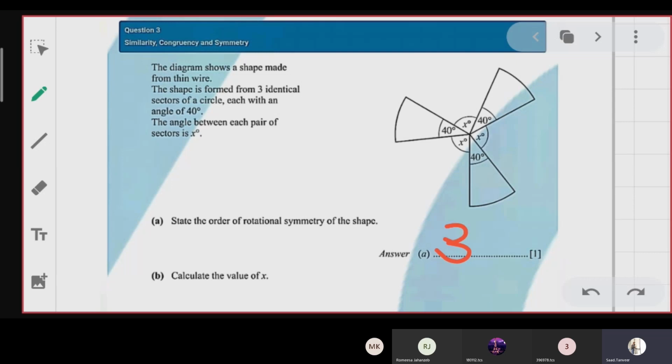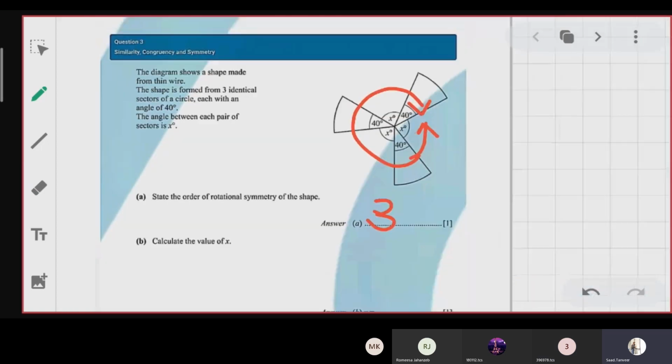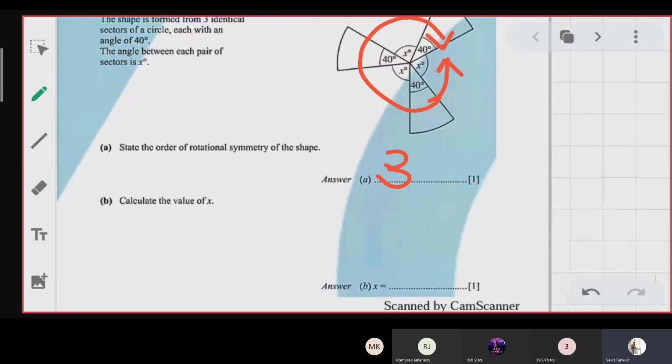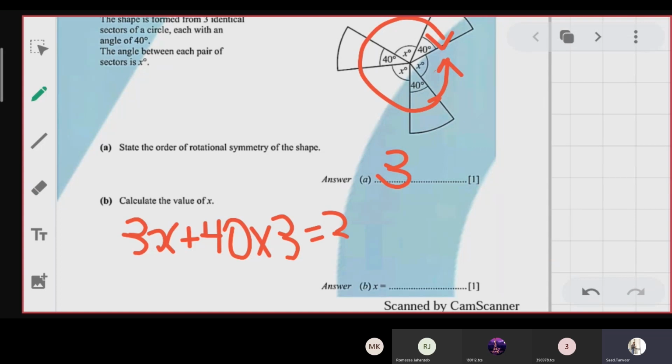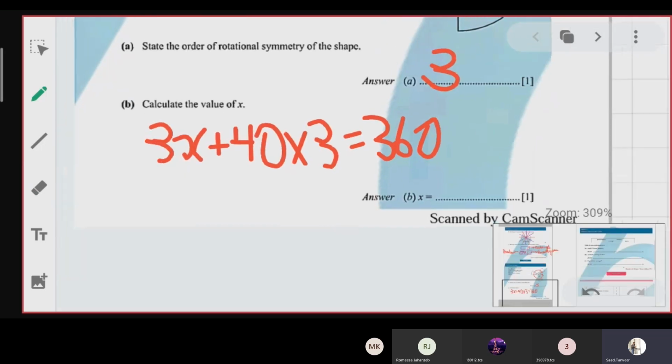x की value कैसे calculate करने वाले हो? The complete angle in a circle is equivalent to what? 360 degrees. Yes, so you can sum up all the angles. How many x do we have? We are having 3 times x added with 40, how many times? 1 time, 2 times, 3 times. So x plus 40, multiplied by 3, is equivalent to 360. Now you can just solve it for x.